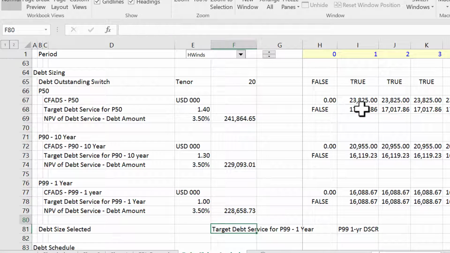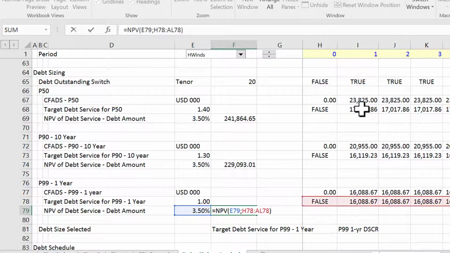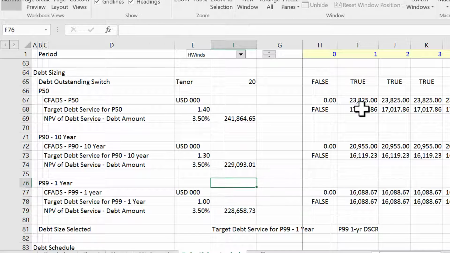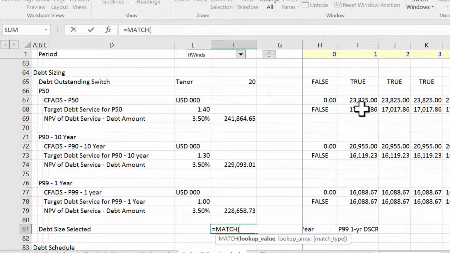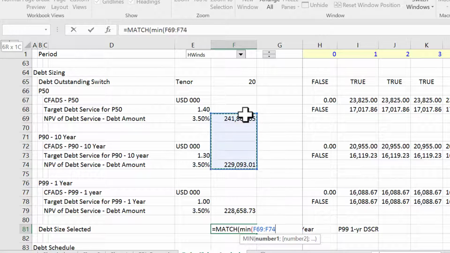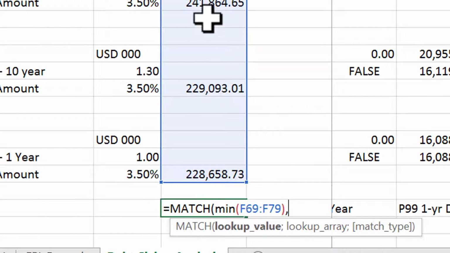Okay, so once we do this, then we take the NPV of this number, and you can see that the lowest NPV, the lowest debt, is this one, which causes the constraint, so we can do a match of the minimum of these three numbers against the numbers themselves. Oops. I've got to remember to do the thing here.